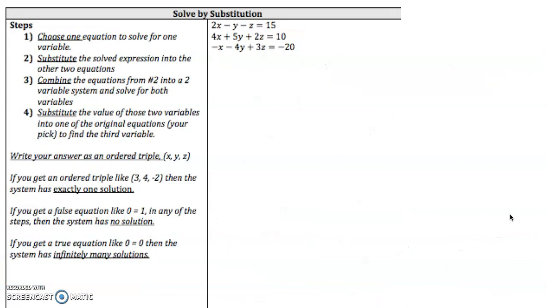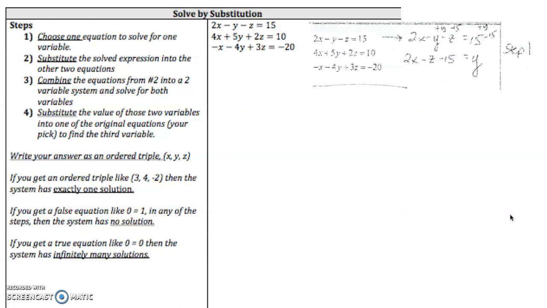Let's look at how to solve a three-variable, three-equation system using substitution. So I'm going to choose one equation to solve for one variable. So I have chosen the top equation and I'm solving it for y. So you can see I have that y equals 2x minus z minus 15. Now, step 2, I'm going to substitute the solved expression into the other two equations. So I'm going to substitute it into these two equations.